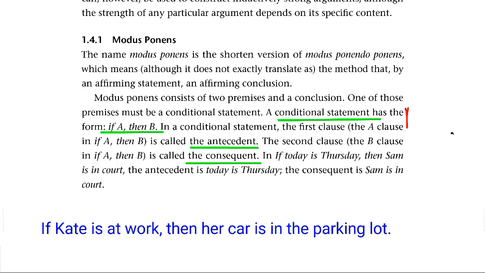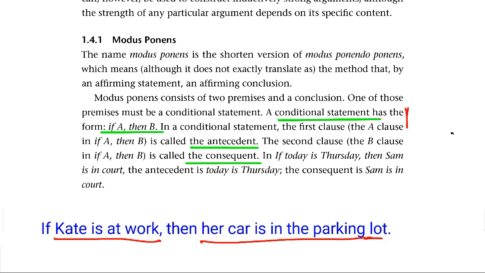When we have a conditional, we call the first part of the sentence, not including the if, the antecedent. In this example, Kate is at work is the antecedent. The second part, not including the then, is the consequent. So her car is in the parking lot is the consequent.